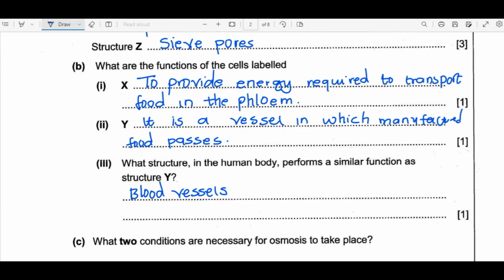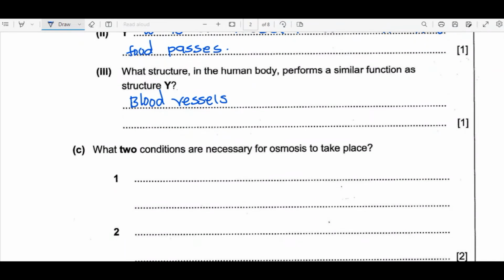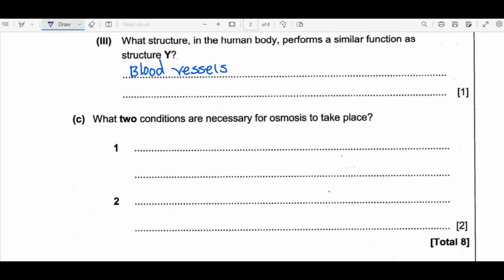Then we move on to question C. We are asked what two conditions are necessary for osmosis to take place. Osmosis is the process by which water molecules move from a region of high concentration to a region of lower concentration through a selectively permeable membrane. There are conditions that must be there for this process to be successful. The first one is temperature.